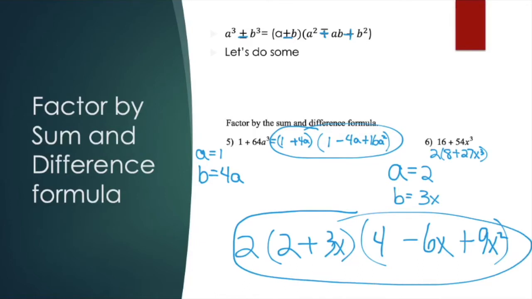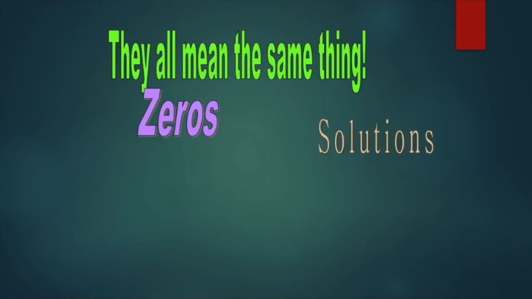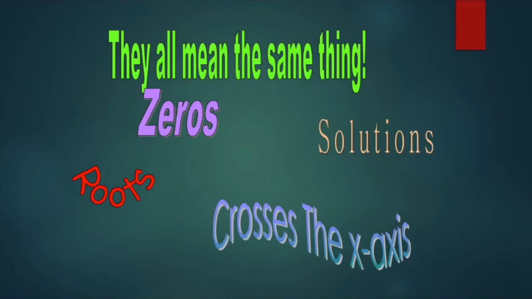I'll put extra: that sum and difference formula always only works for cubes. Now, this is just for you to watch, unless you need to write it down. These words mean to do the same thing, it just depends on who's asking and which word they want to use. Those are all math synonyms. If someone asks you to find the zeros, they're asking you to find the solutions. They're also asking you to find the roots. And they're also asking you to find where it crosses the x-axis.